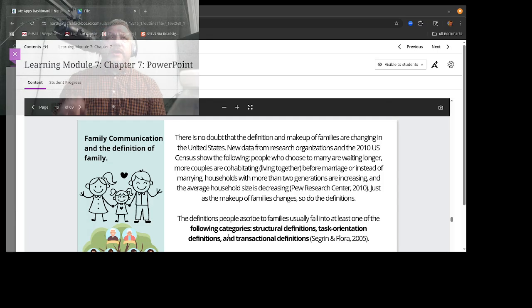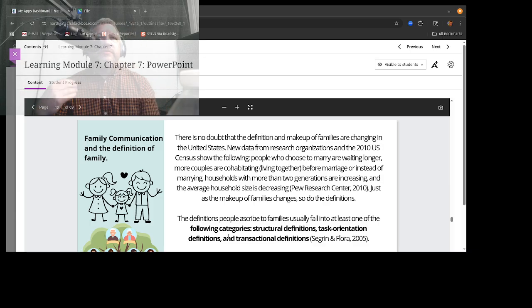There's no doubt that the definition and makeup of families is changing in the United States, right? I mean, this has been an ongoing thing. We have the most diverse family groups now than we ever had before, and I think that's a wonderful thing.